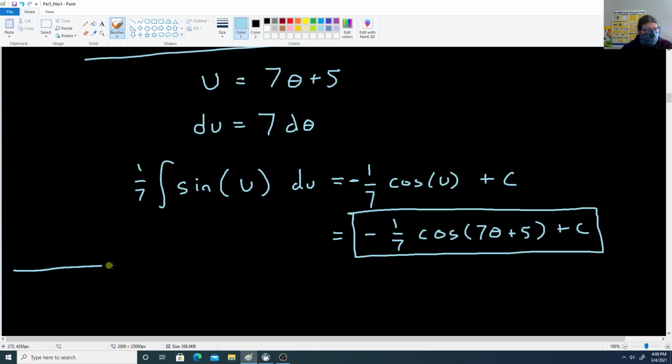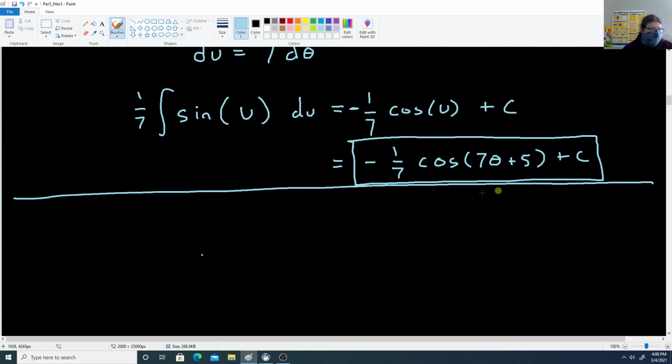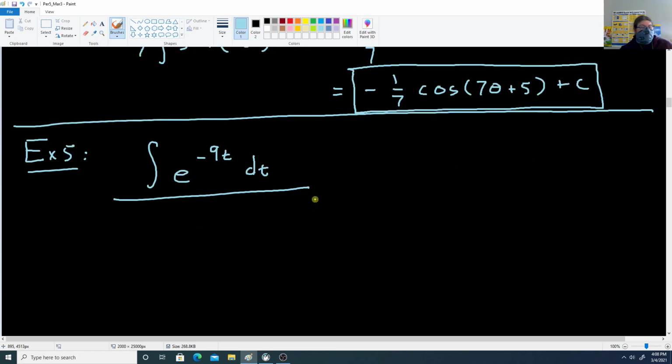All right, so let's look at a couple more. So next up, how do you deal with one that has exponentials in it? So we have the integral of e to the negative 9t dt this time. So e is sort of the outer function, negative 9t is the inner function, so I'm going to let u equal negative 9t. Therefore, du, when I take the derivative of negative 9t, I get negative 9 dt.